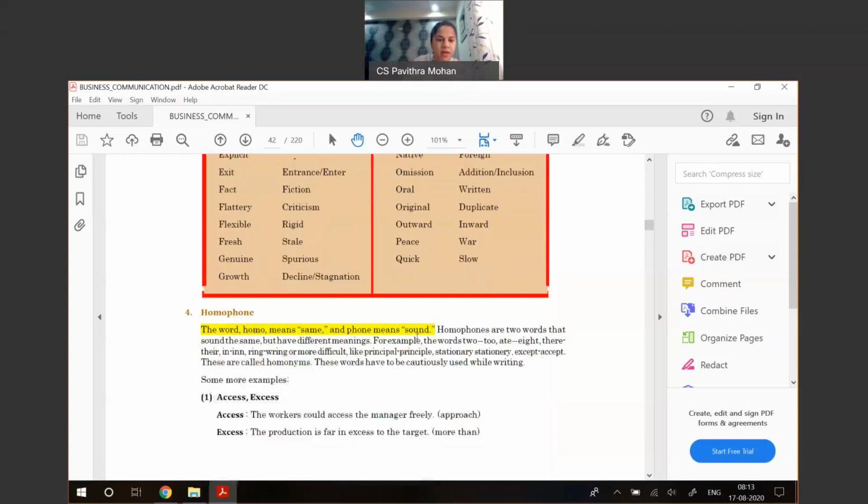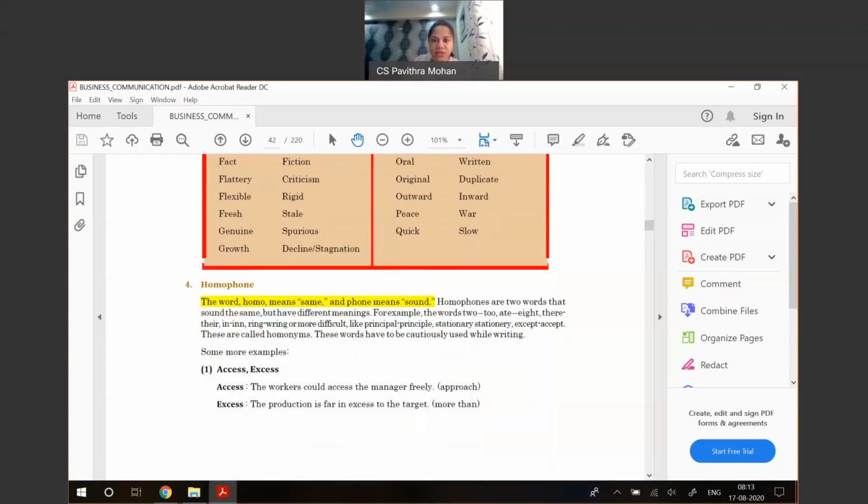For this, I'll just give you one website, just a minute. Ma'am, will the exam be very tough? It depends on your ability, Neha. Okay, so this is the website.